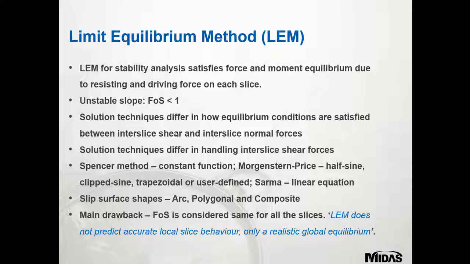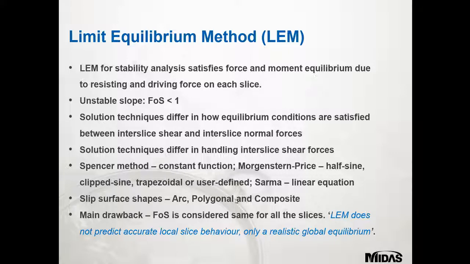Another major difference comes in the form of how interslice shear forces are handled by the solution techniques. For example, the Morgenstern-Price method has different functions to define the orientation and location of interslice shear forces. The half sine means that the interslice shear force is concentrated on the middle of the slice. Slip surfaces could either be the arc type, polygonal type or composite.